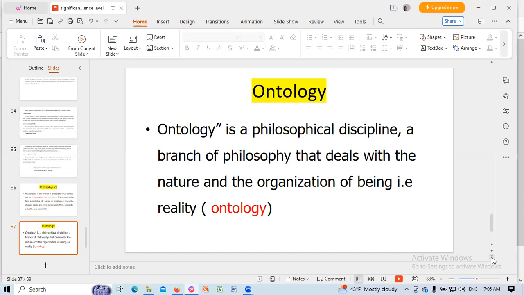Ontology is the philosophical discipline, a branch of philosophy that deals with the nature and organization of being. That is reality. That is the root of knowledge.